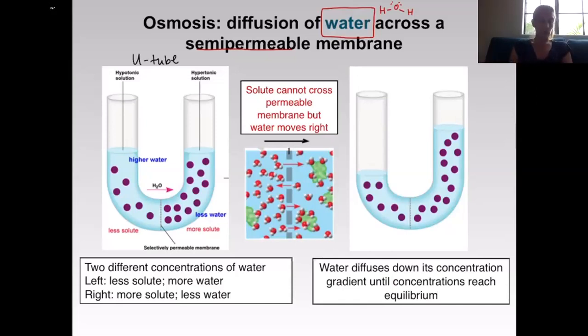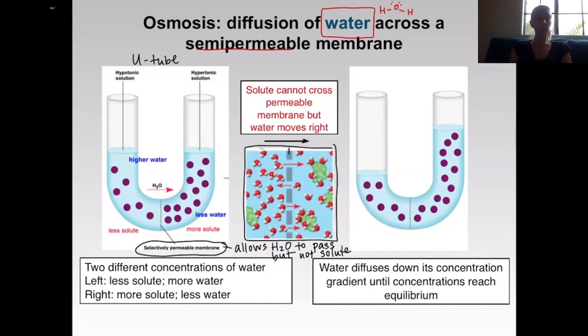All right, so in this U-tube, we have two different concentrations of water that we put in this tube, and there is a selectively permeable membrane across it. This particular semi-permeable membrane allows water to pass through, but not the solute. And I have kind of a diagram of that in this middle one, where the water molecules can move back and forth, but these big green chunks cannot move. So they get stuck on whatever side that they are on, but the water can move freely.